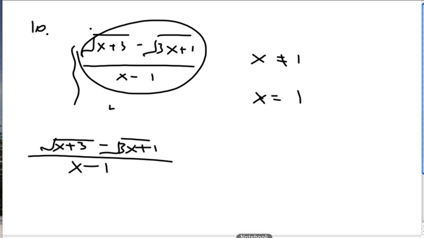Well, actually, it's not using the knowledge of limit, but more the knowledge of algebra. This is the same thing you did when you were in algebra 1 or 2.